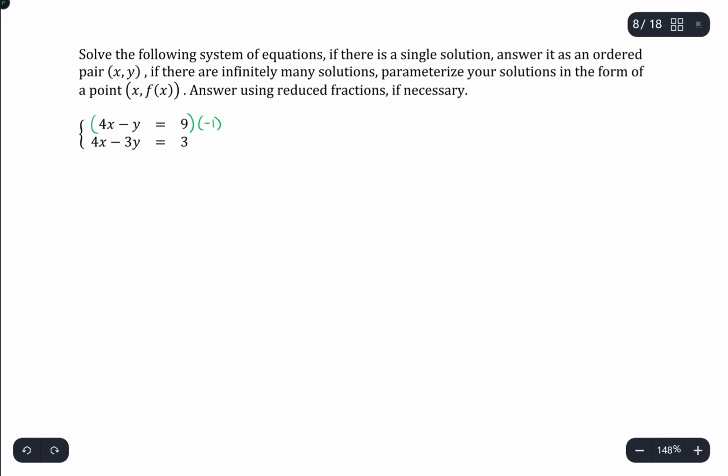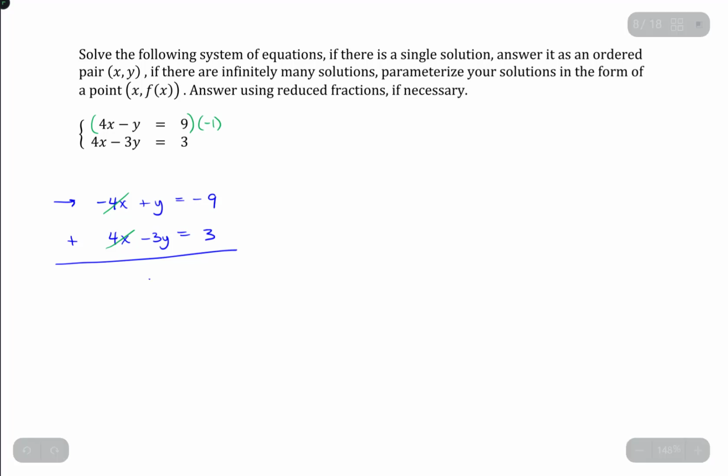So I'm going to take the top equation and multiply that by -1. So that would give me -4x plus y equals -9. Then I'm going to add that to the equation 4x minus 3y equals 3, because when I add -4x and +4x, those cancel each other out. Y minus 3y is -2y. -9 plus 3 is -6. And if I divide both sides by -2, I'll come up with the value of the y.